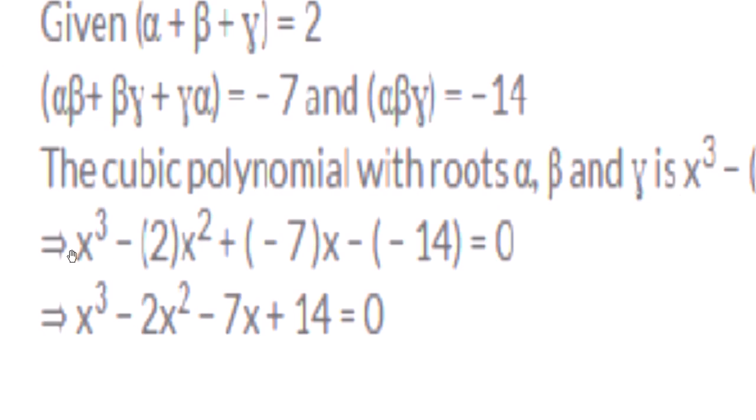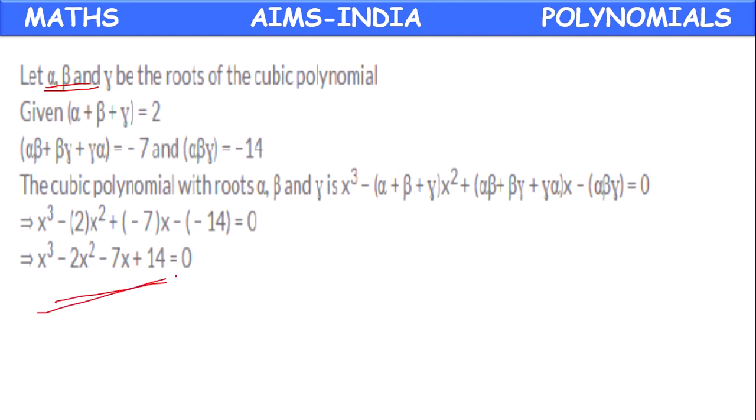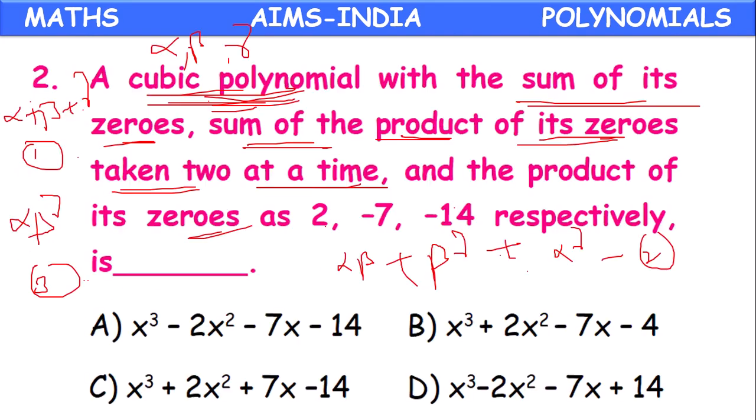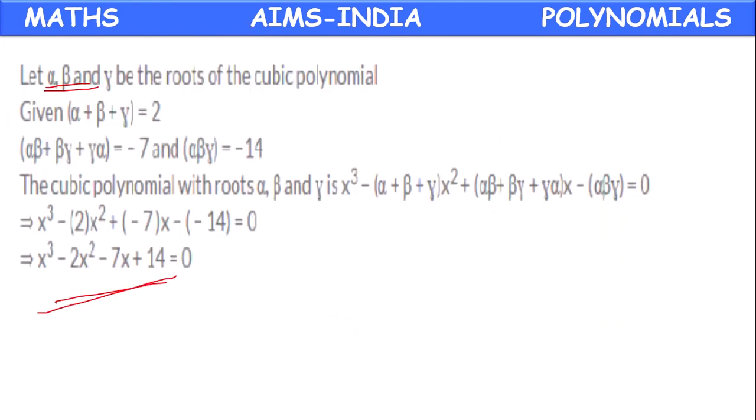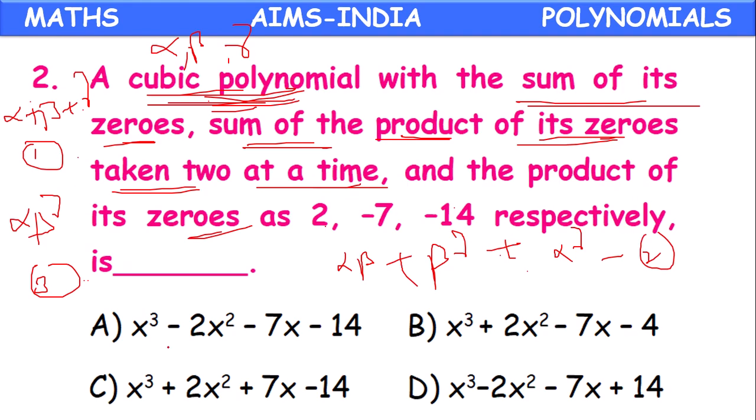Let's substitute values. X cube minus sum of roots 2, plus product of roots 2 taken at a time minus 7, minus product of 3 roots minus 14. So minus 2x square, plus into minus, minus 7x, minus into minus, plus 14. So this is the answer: x cube minus 2x square minus 7x plus 14. D option is the correct answer.